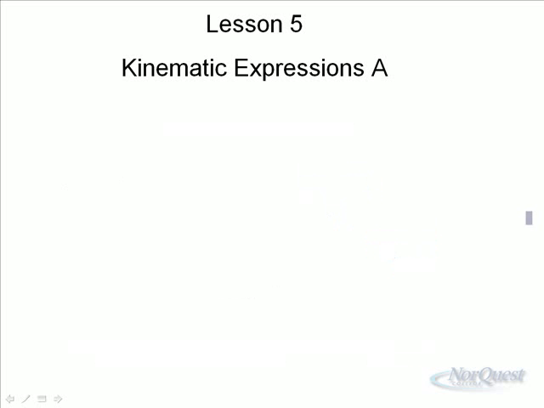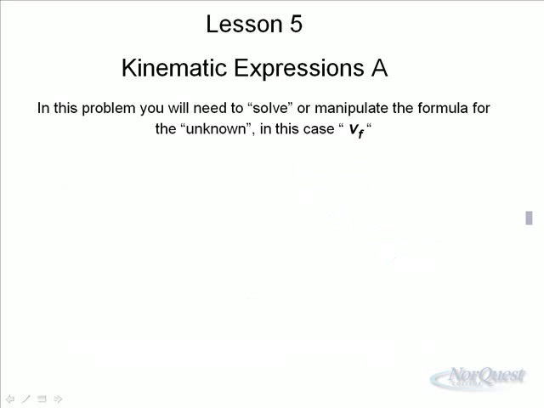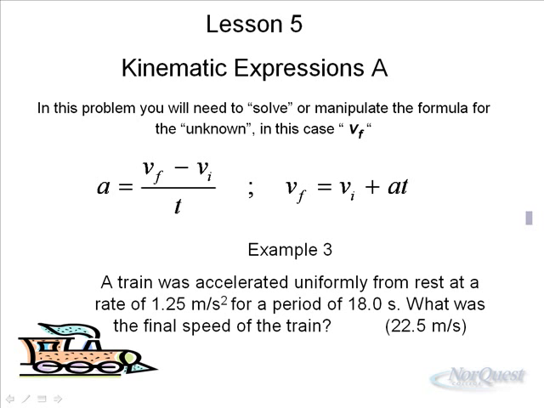In this final example, using this formula, we'll again have to manipulate the formula for the unknown. In this case, the unknown is going to be VF. And of course, what I'll do is I'll give you the initial velocity, I'll give you the acceleration and the time, and I'll say, all right, you're going at a certain speed, you accelerate at a certain rate for a certain period of time, and what is your final velocity?